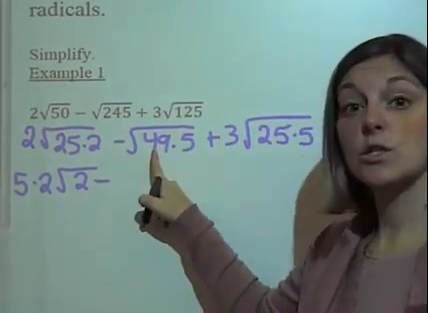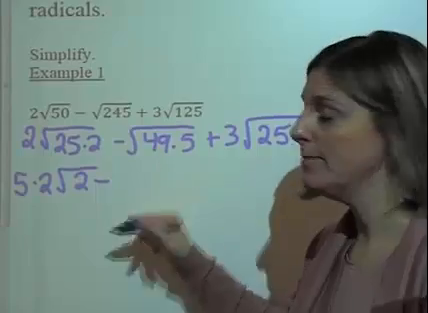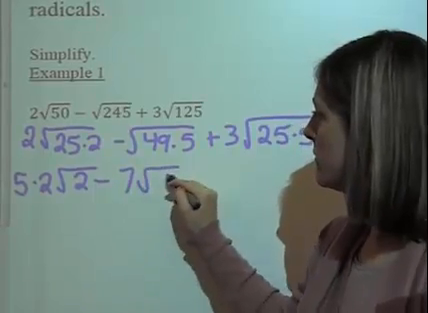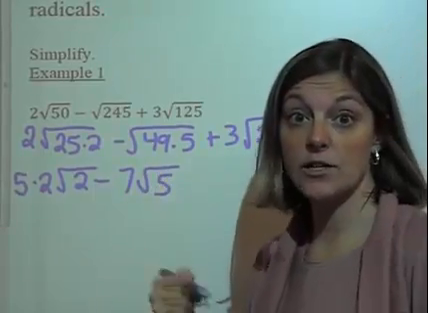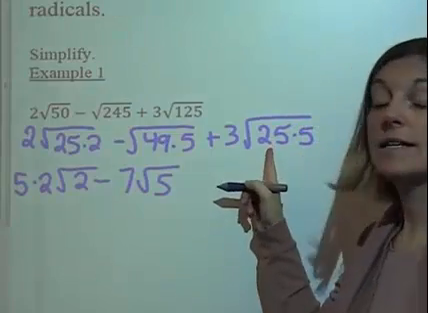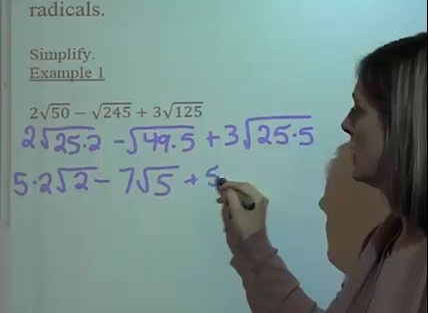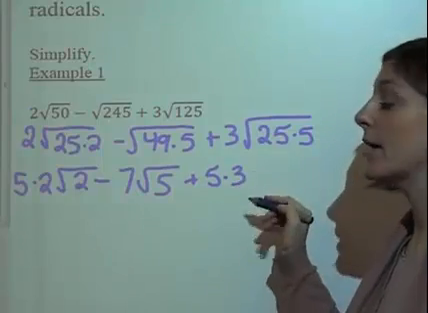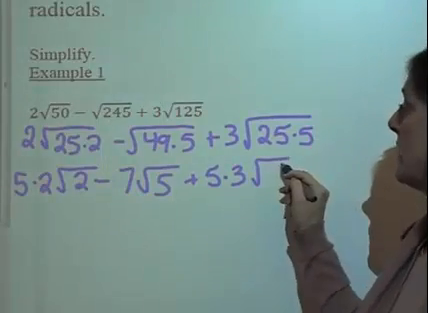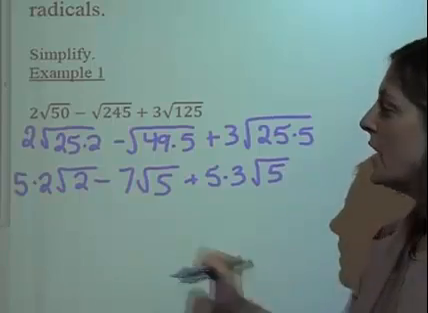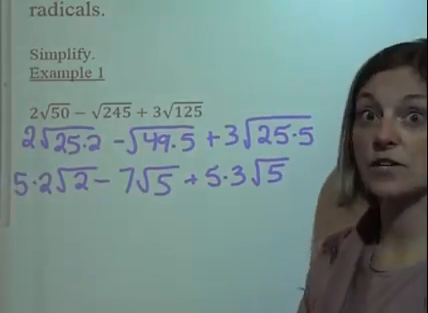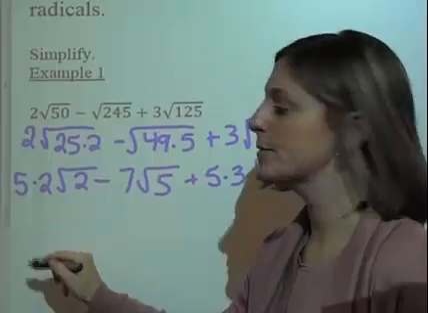And then we can take the square root of 49, which is 7. And then we have the 5 still under the radical. And then we can take the square root of 25, which is 5, and we're just multiplying what's left over. And then we still have that 5 under the radical. So now let's simplify the coefficients, and then we'll combine like terms.